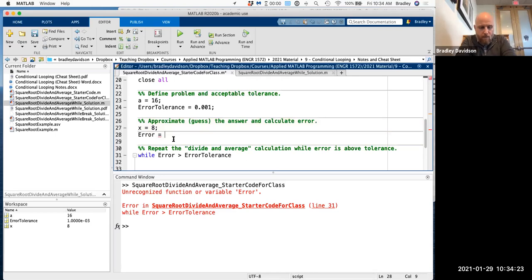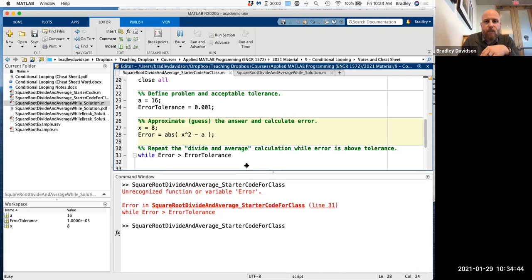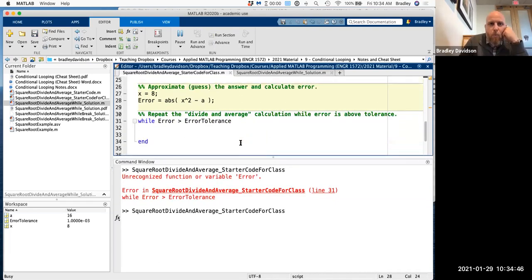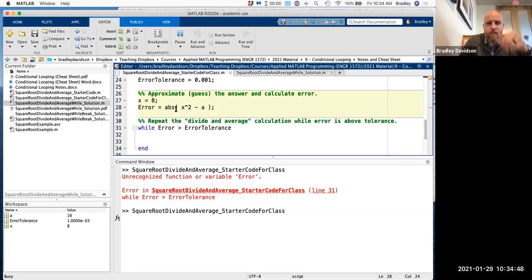So let's come up with our error. Our error is going to be, we said, the absolute value of x squared minus a. So we're always comparing it back to 16 in this case. And so now, I just ran it. We know that our error is greater than our error tolerance. But now that I've run it, what's happening?